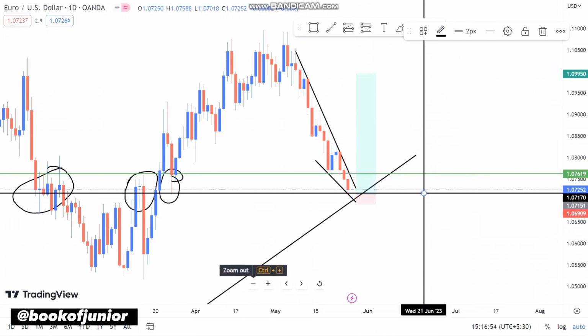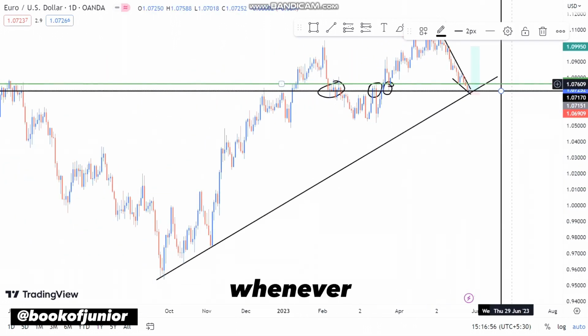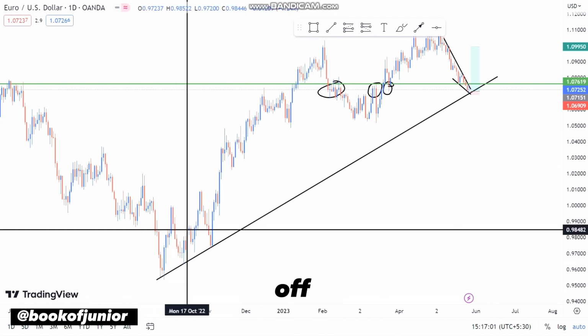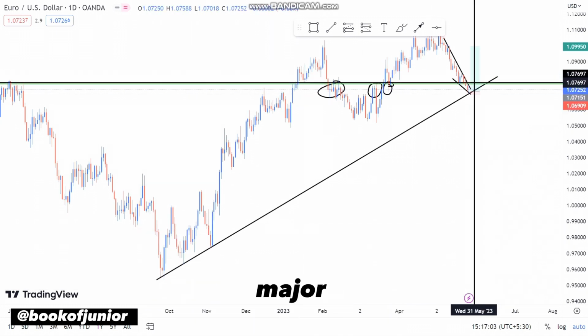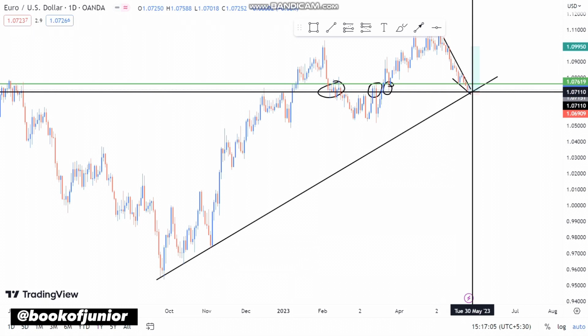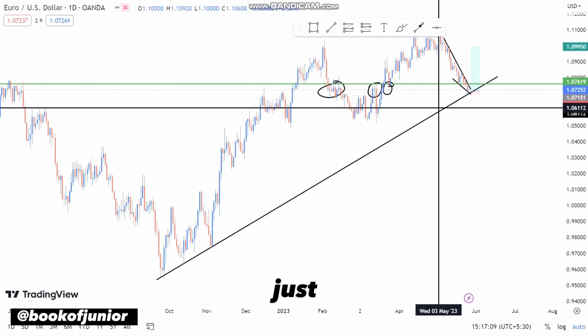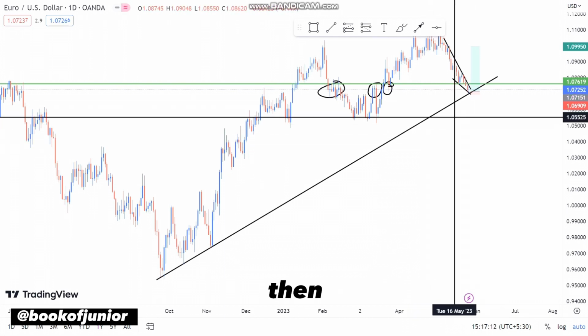And you can see just here, whenever price touches it, you see, it bounces off. So traders, this is major. But again, if price breaks with momentum and drops, we shall be looking for sells. You never chase price, you wait for price to come to your zone, and then you execute.